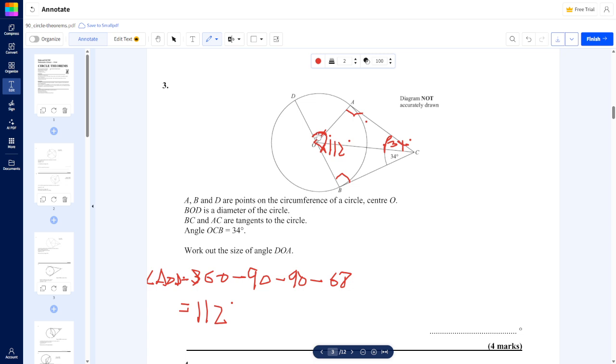Then what we're trying to work out is this part. And since we know that DOB is a straight line because it's the diameter, that means this plus the 112 degrees will give you 180 degrees, which means we can just do angle DOA is equal to 180 minus 112, which equals, let me think for a second, 68 degrees. Oh, so that's kind of cool, what we got over here. But yeah, it'd be 68 degrees.